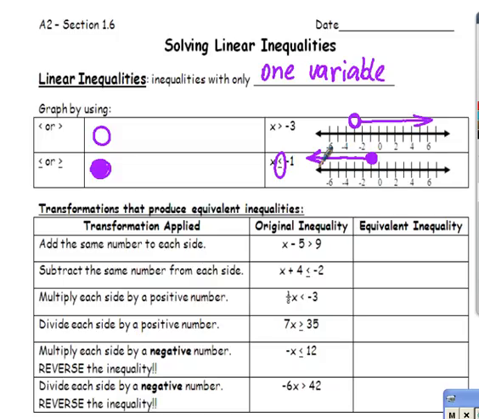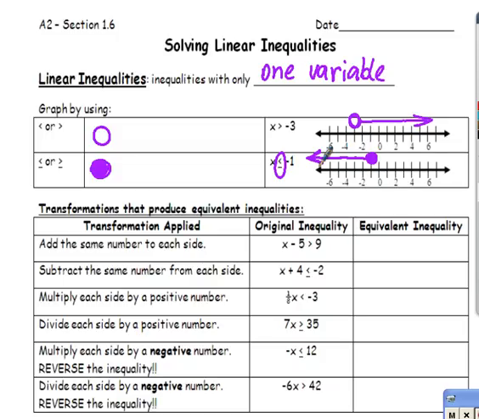Now we will be looking at transformations that produce equivalent inequalities. You will see, and you have tried it before, that solving inequalities is very similar to solving equations. There are very few differences. Most of these things will be exactly the same with equations as well.